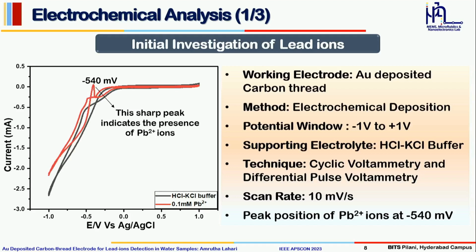The technique we initially used was cyclic voltammetry, and next, to make it more sensitive at the electrode surface, we went for differential pulse voltammetry. The scan rate for all the sensing analysis was 10 millivolt per second, and there was a very distinct peak observed at -540 millivolt for lead ions.